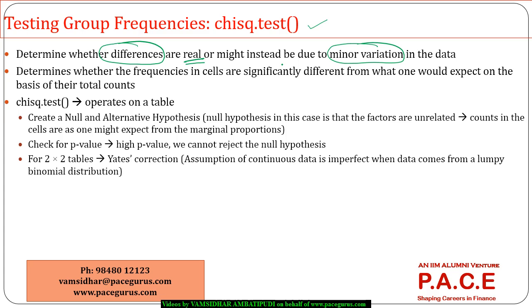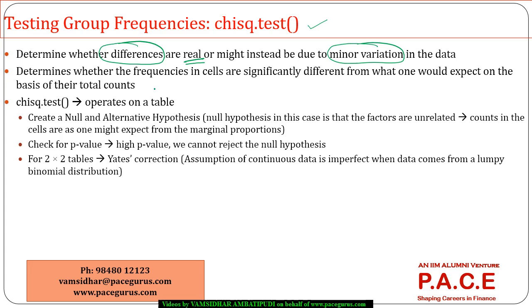The intention of any statistical test per se is whether the differences that we are observing across the groups on some variables are real or are primarily because of some kind of minor variation that is present in the data.